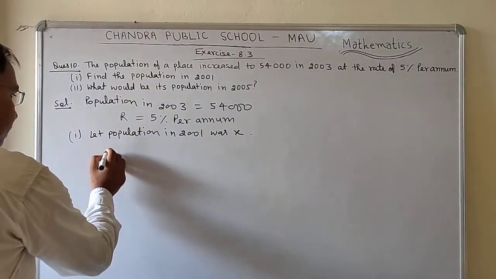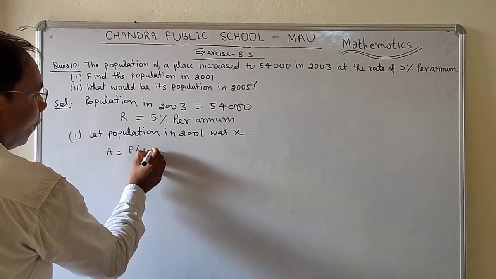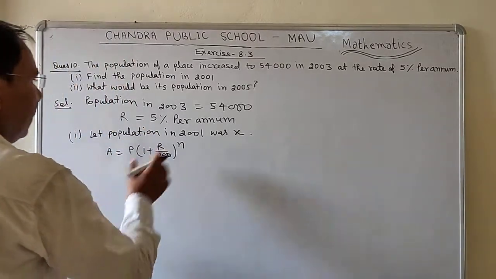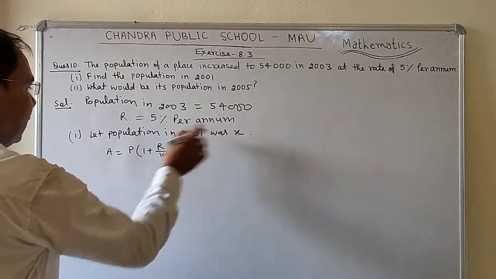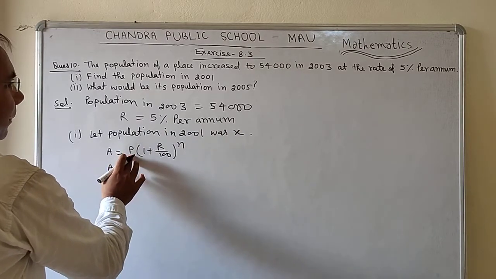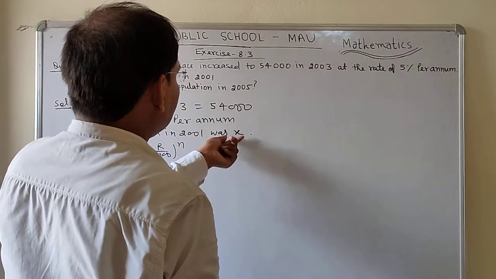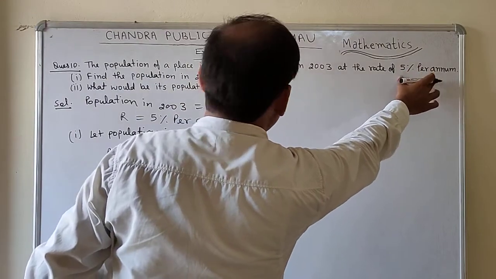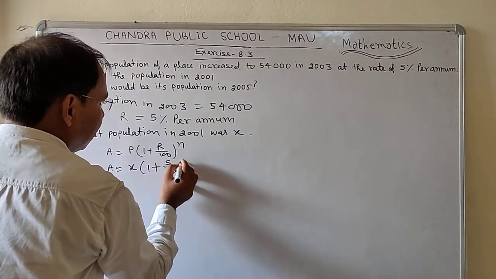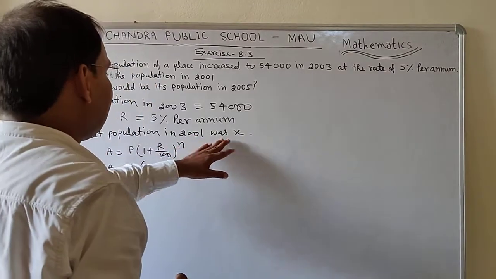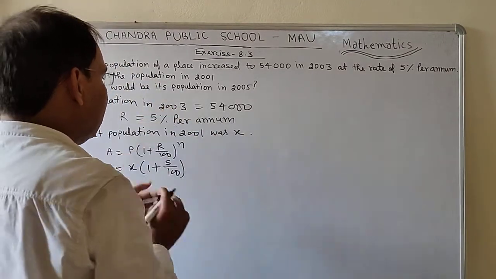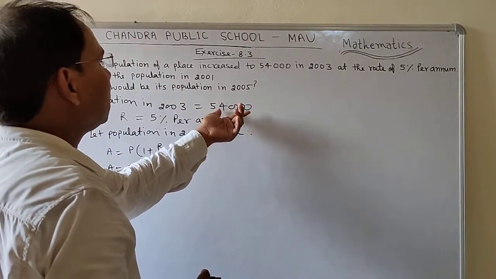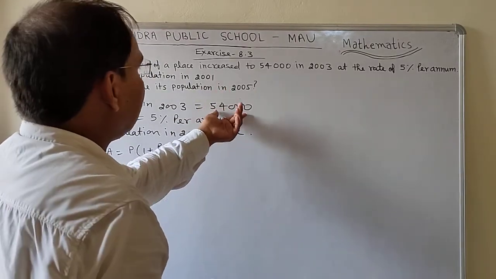Now you know the formula, A equal to P into (1 plus R upon 100) to the power n. Let the population in 2001 be X, so P equals X. X into (1 plus rate, which is 5% per annum, so 5 upon 100). The 2001 population was X, and in 2003, after 2 years, you got the population 54,000. So here 54,000 is the population after 2 years. It means that will be the amount.